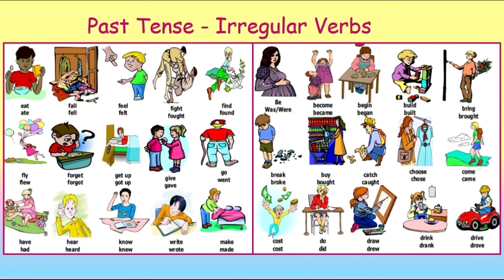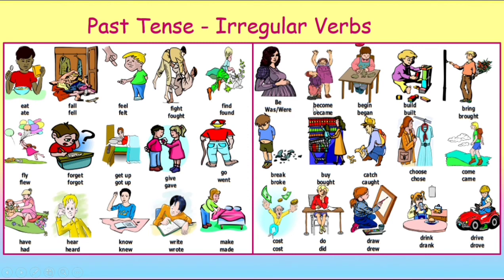Another set is the irregular verbs. It takes a different form altogether, right? Eat becomes ate. Fall becomes fell. Feel, felt, fight, fought, find, found, fly, flew, forget, forgot, get up, got up, give, gave, go, went, have, had, hear, heard, know, knew, write, wrote, make, made.